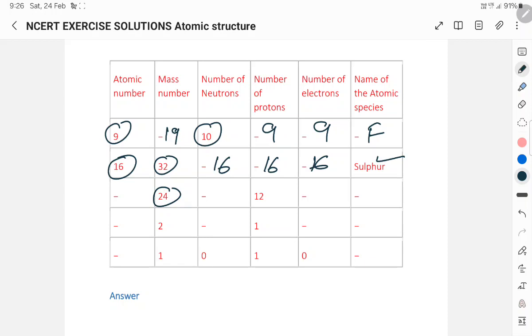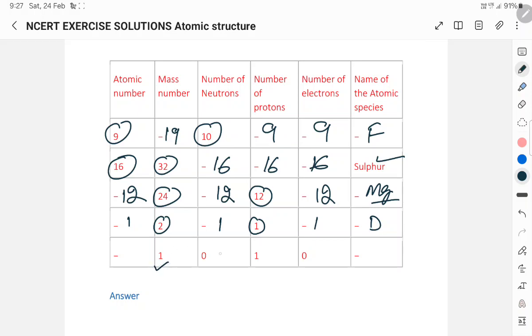So mass number 24, protons 12. So neutrons are also 12, right? And electrons are also 12, right? So this is magnesium. Atomic number will be 12 and this is magnesium, right? So we have mass number 2 and proton 1, neutron is also 1 and electron is also 1. So this is atomic number 1 and this is deuterium, D.